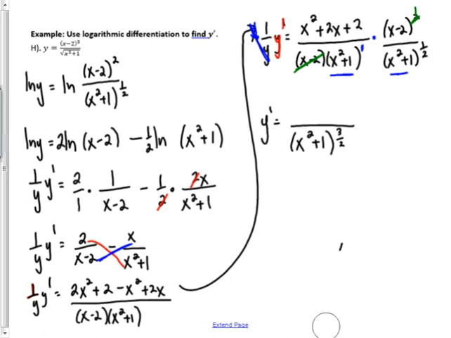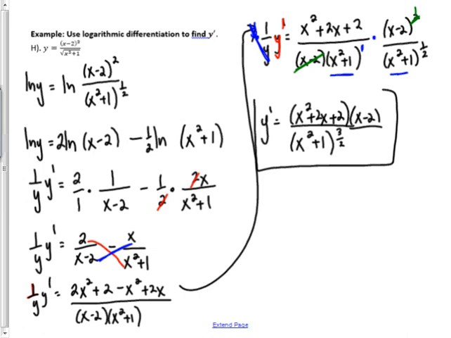Okay. And then on the top, you can just leave these as a product. You don't have to multiply that out. You can just leave it like this. Okay.